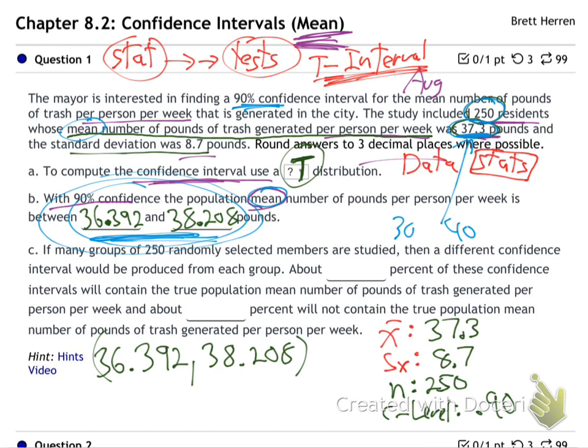So we're 90% sure that the real average, or the average number of pounds of trash per week for the whole city, is between 36.3 and 38.2.